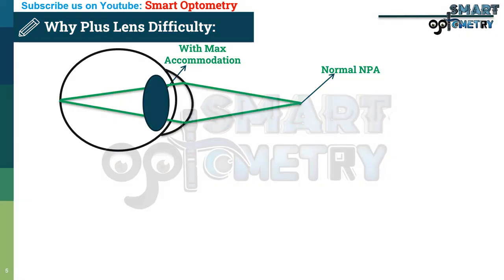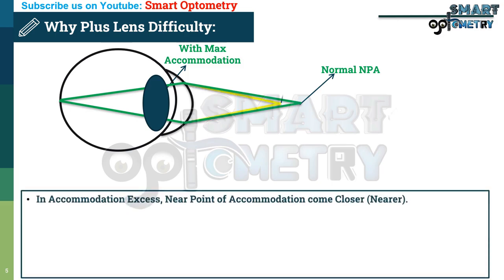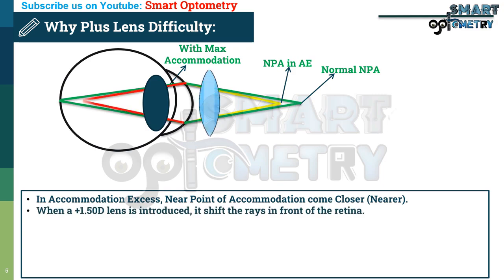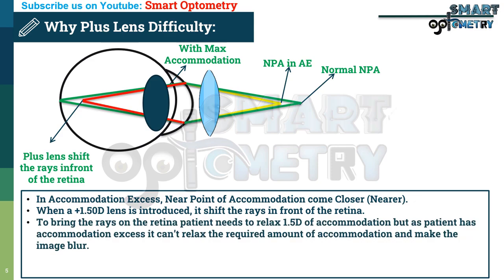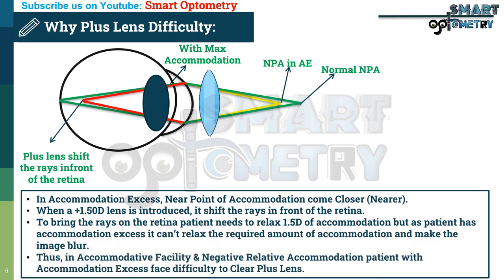Why plus lens difficulty in accommodation excess? In accommodation excess, the near point of accommodation comes closer. When a plus 1.5 diopter lens is introduced, it shifts the rays in front of the retina. To bring the rays onto the retina, the patient needs to relax 1.5 diopter of accommodation. But as the patient has accommodation excess, they can't relax the required amount of accommodation, and the image becomes blurred. Thus, in accommodative facility and negative relative accommodation, patients with accommodation excess face difficulty clearing plus lens.